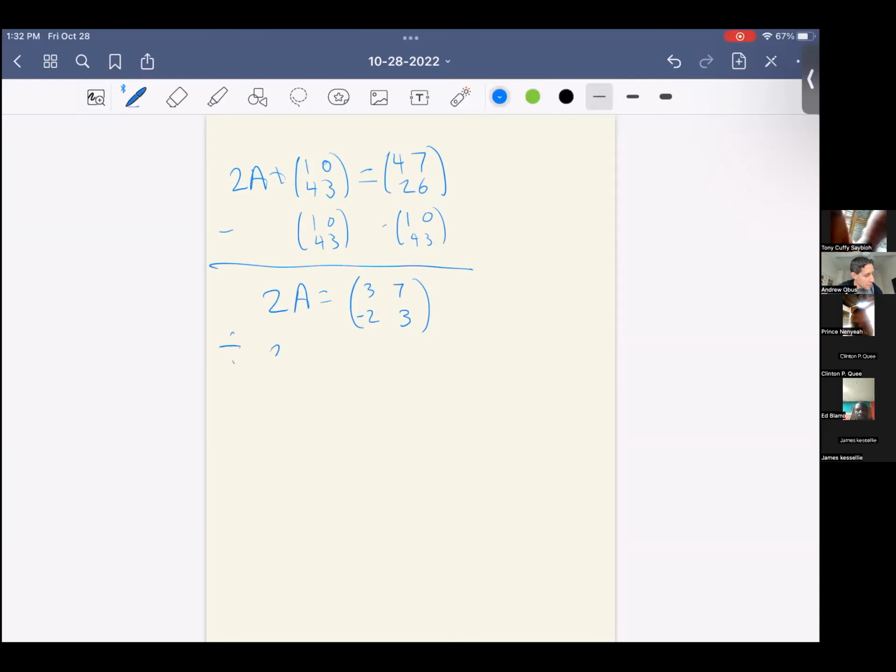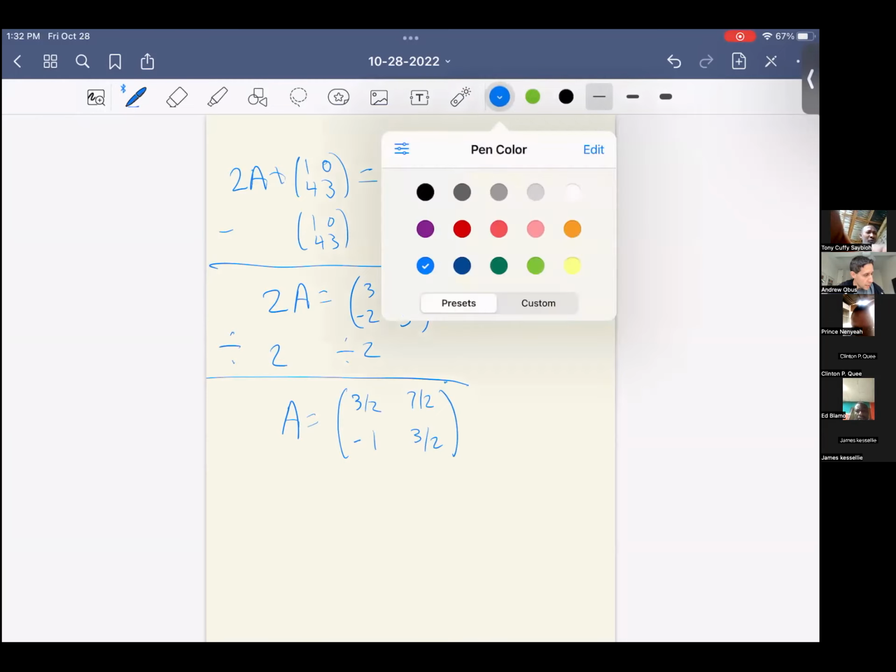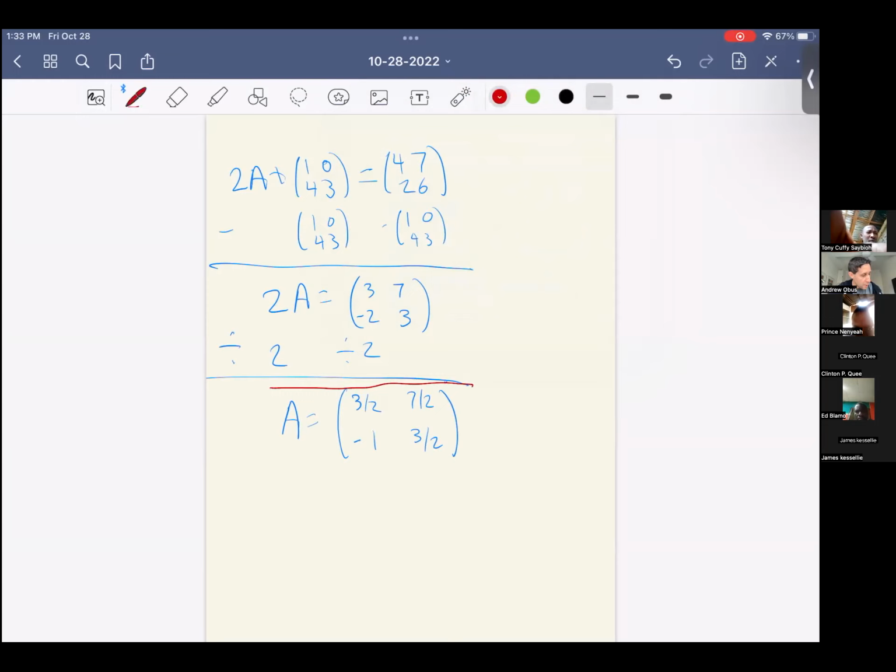And then I can just divide by 2. I can do the same thing, dividing by a number, as I do with a regular number. So A turns out to be 3 over 2, 7 over 2, minus 1, and 3 over 2. Okay, so this is the answer. You can solve a standard linear algebraic equation with matrices the same way you would for numbers. There's no difference.